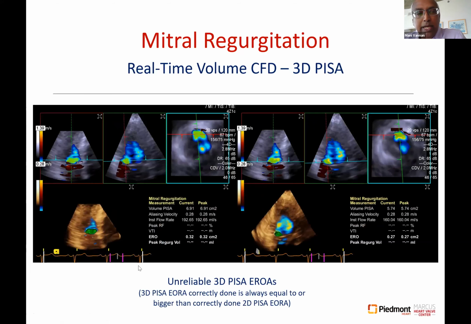But in this particular case, because PISA is both flat and round, we did not rely on 3D PISA. You could choose any one of them and you would get two different answers. And therefore, according to this one measurement, one would suggest that 3D PISA EROA 0.32 would actually put it in the category of mild MR.